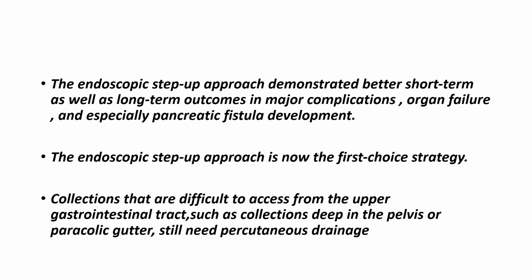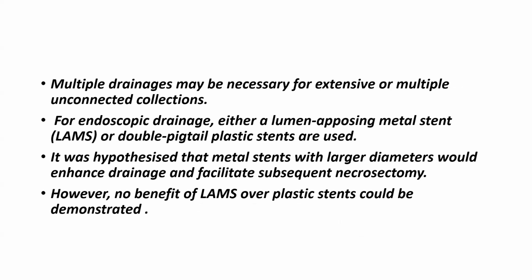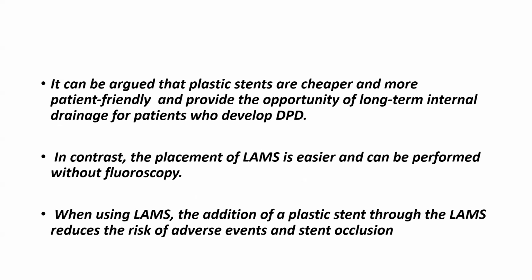Collections that are difficult to access from the upper GI tract, such as collections deep in the pelvis or paracolic gutter, still need percutaneous drainage. Multiple drainages may be necessary for extensive and multiple unconnected collections. For endoscopic drainage, either lumen-apposing metal stent or double pigtail plastic stent are used. It was hypothesized that metal stents have a larger diameter and would enhance drainage and facilitate subsequent necrosectomy. However, no benefit of lumen-apposing metal stent over plastic stent could be demonstrated.